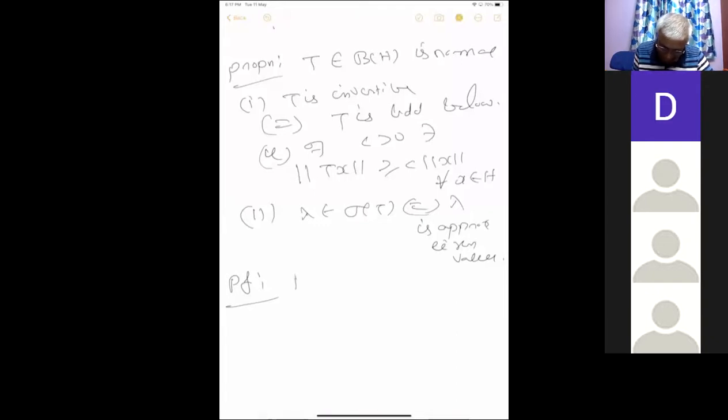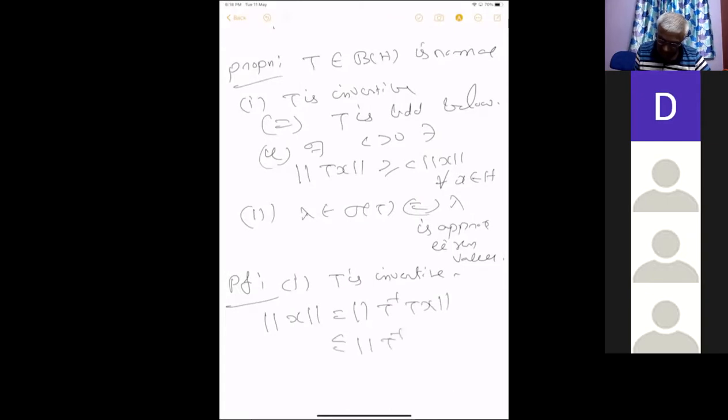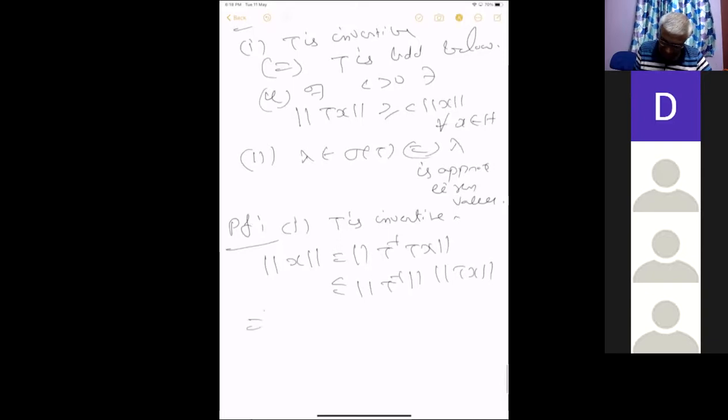Okay, so 1, T is invertible. We want to prove that T is bounded below. That is clear, and it is proven in the last course also, but let's just do it. So norm x is equal to norm T inverse Tx, which is less than or equal to norm T inverse times norm Tx. And this implies norm Tx is greater than or equal to 1 by norm T inverse.